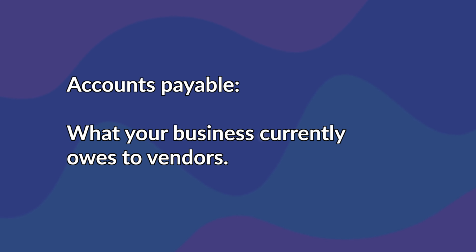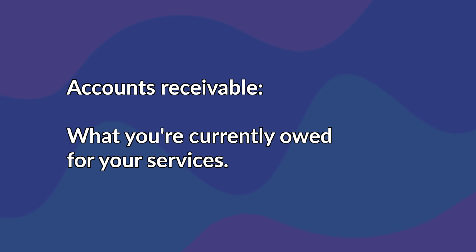Accounts payable refers to what your business currently owes to its vendors. This is either a product or a service that you use to run your business in some form, such as the bill for a contractor to fix a property. The flip side of your accounts payable is accounts receivable. This is what you're currently owed for your services. Any open invoices or unpaid fees or rent balances will all go here.